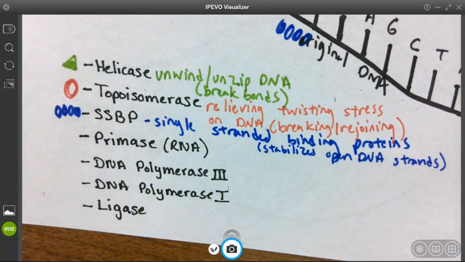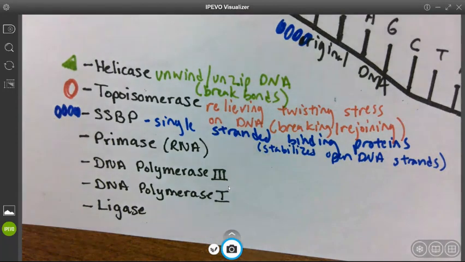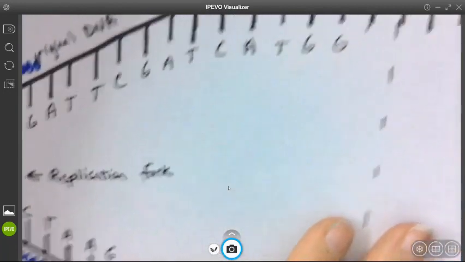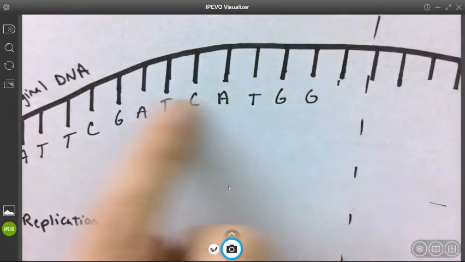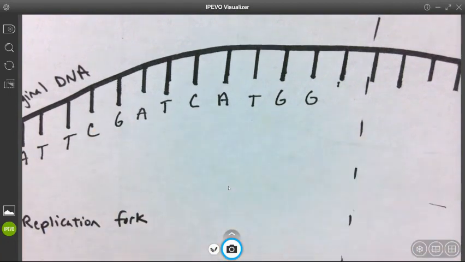DNA replication has a couple of problems that it has to overcome. The first problem is the primary enzyme that helps new nucleotides join to make our new DNA strand is called DNA polymerase. But DNA polymerase is a fussy little enzyme, and it won't join to the DNA unless it has a double-stranded area to join to. So let's look up here. We have our original DNA, and we want to use it to synthesize new DNA, but this is a single-stranded area.